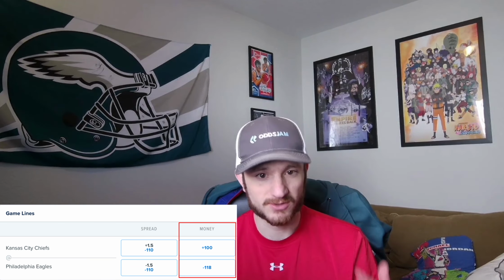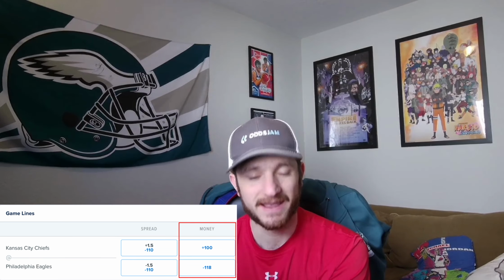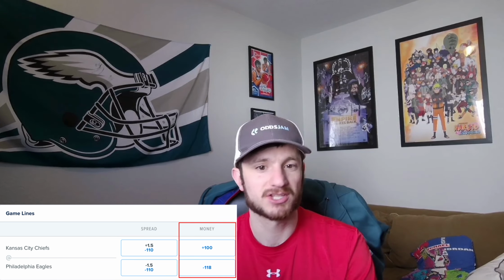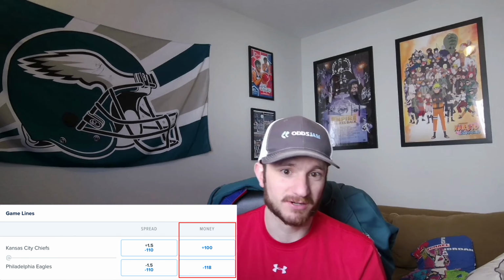But in general, the bigger the number next to the minus sign, the bigger the favorite. So if the Eagles went up to minus 130, minus 140, minus 150, they would be becoming bigger and bigger favorites, more and more likely to win, which means that they become more expensive, right? If a sportsbook thinks that the Eagles are more likely to win, they're going to make them more expensive to buy. The more likely, the more expensive.